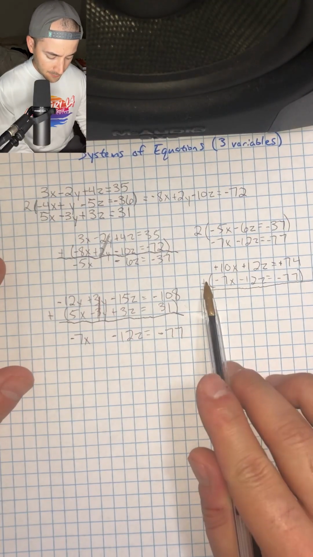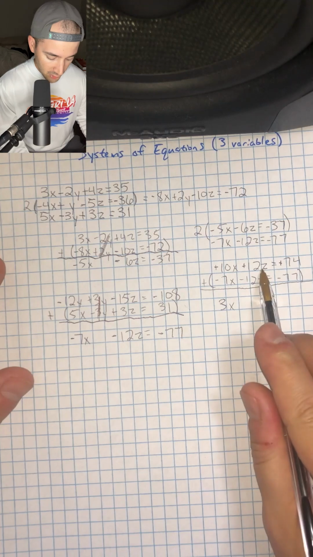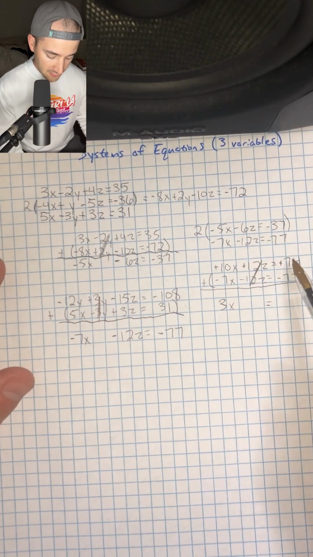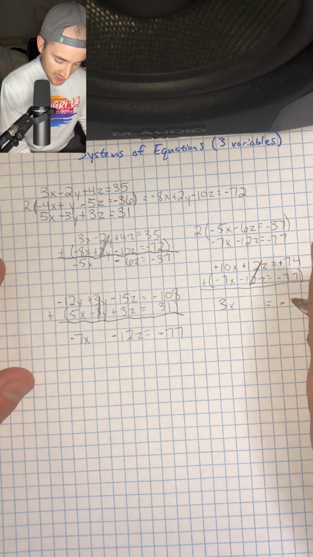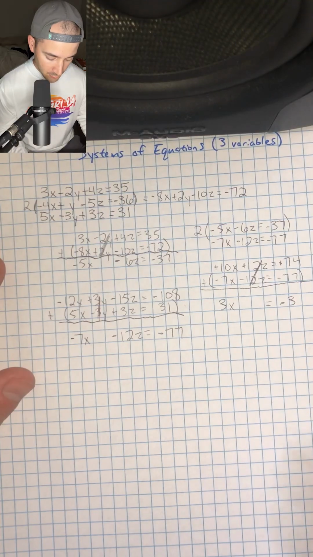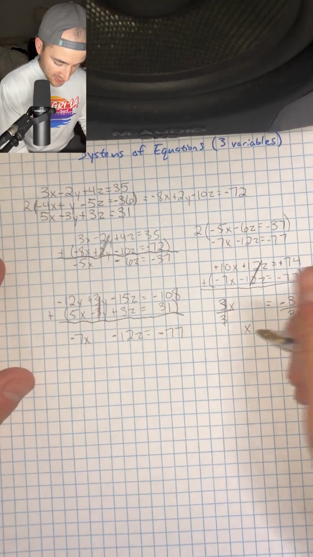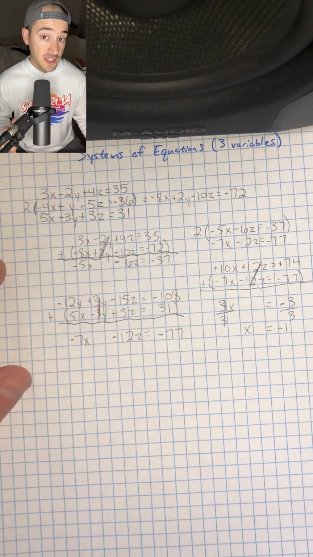So 10x plus negative 7x is 3x. 12z plus negative 12z cancel. And that's equal to 74 plus negative 77, which is negative 3. So 3x equals negative 3. We're going to divide by 3 on both sides to get x is equal to negative 1. Okay, so we've solved for the first variable.